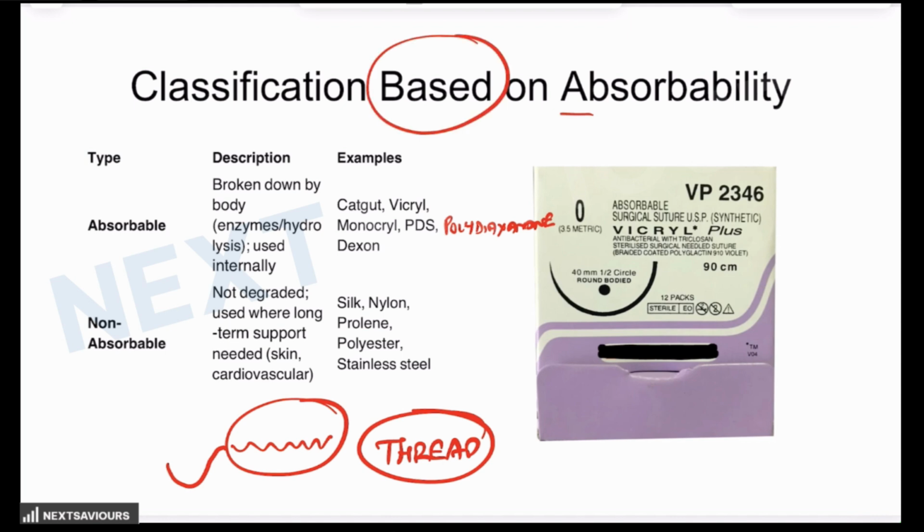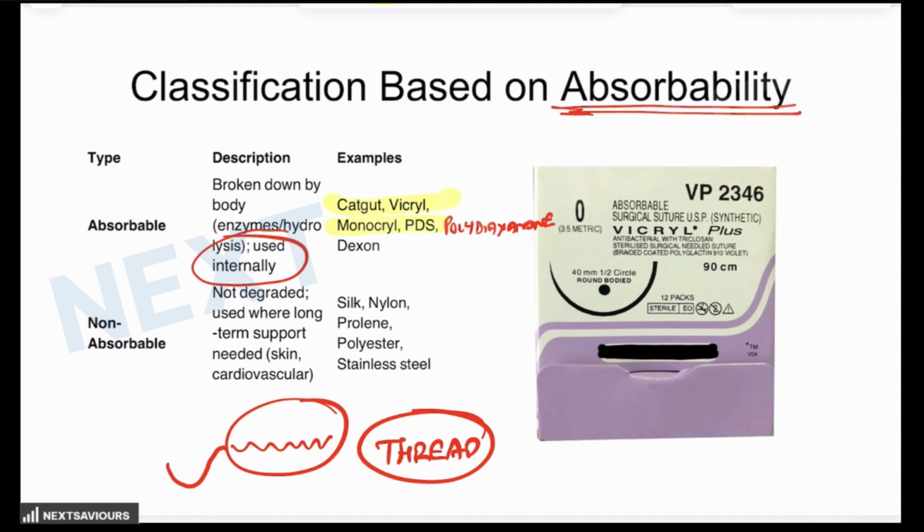The first thread classification is based on absorbability, whether it is an absorbable suture or not. In simple terms, absorbable sutures are used when the tissue heals fast and removal is impractical, that is, you cannot remove the suture later. That is why it is used in internal organs. The examples you have to remember are catgut, vicryl, monocryl, PDS, and Dexon. PDS is polydiaxonone suture.